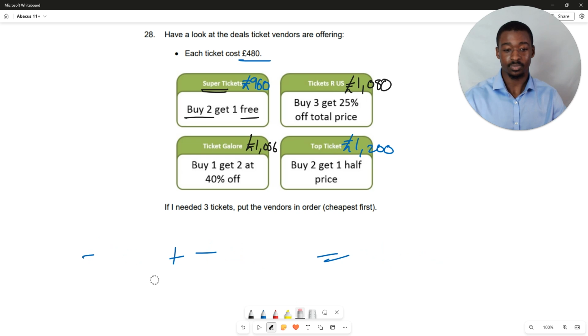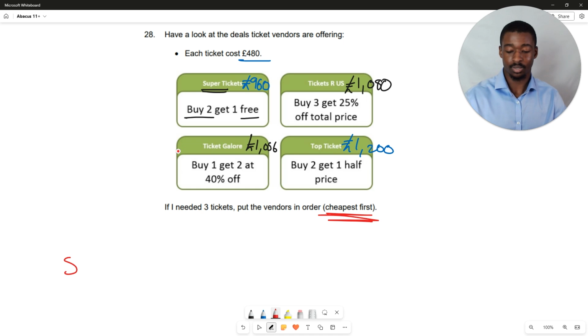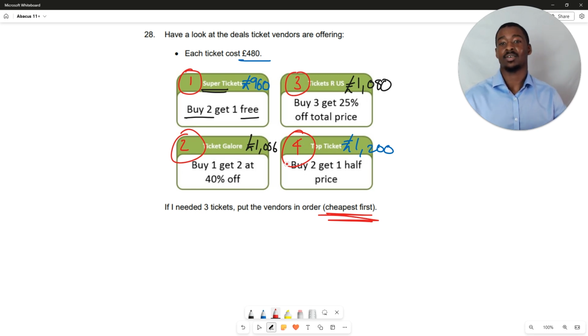Now we can rank this. If we get a quick drum roll, the cheapest provider, the cheapest vendor is going to be Super Tickets. Let's put it number 1 here. Then we have Tickets Galore, Tickets R Us. Finally, Top Ticket, which was actually bottom ticket in this question. So that's our answer. That's how you work it out. And that is the end of this paper.